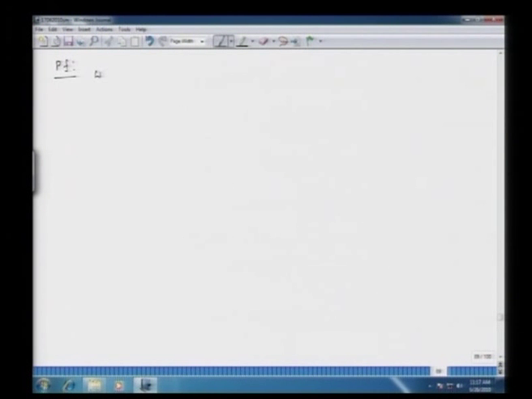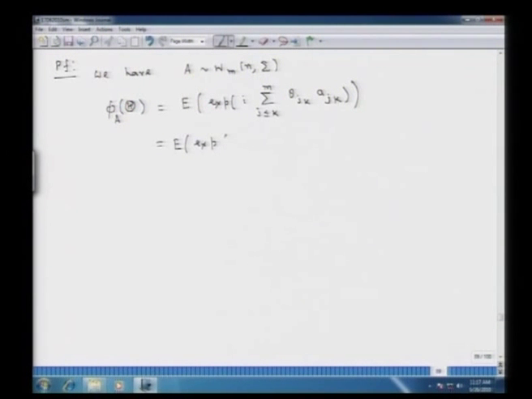So, we have this A following a Wishart distribution, Wishart m n sigma, and for that we have phi A of theta, the characteristic function, which is the expectation of e to the power i times the double summation over j less than or equal to k, k equal to 1 to m, of theta j k times a j k. So, let us write this in the following form.